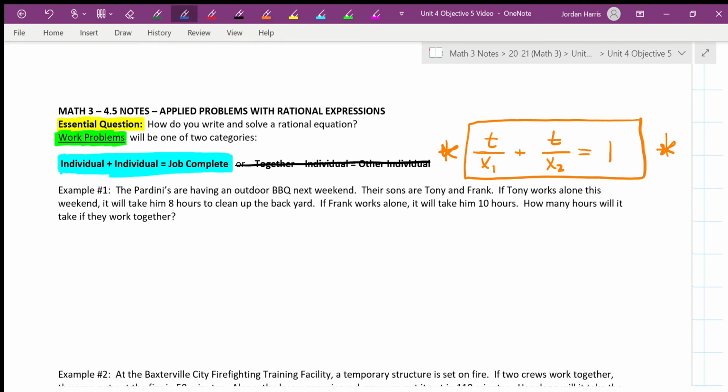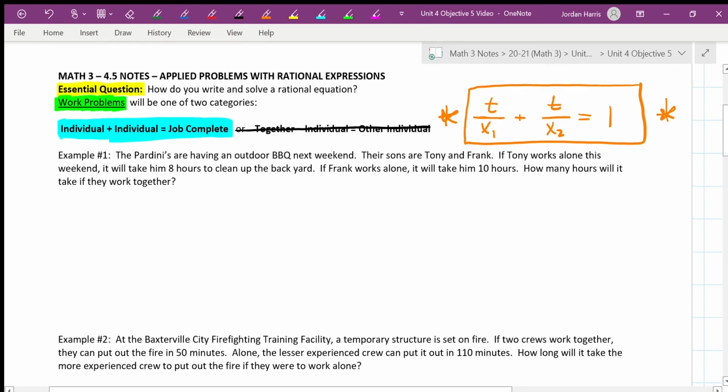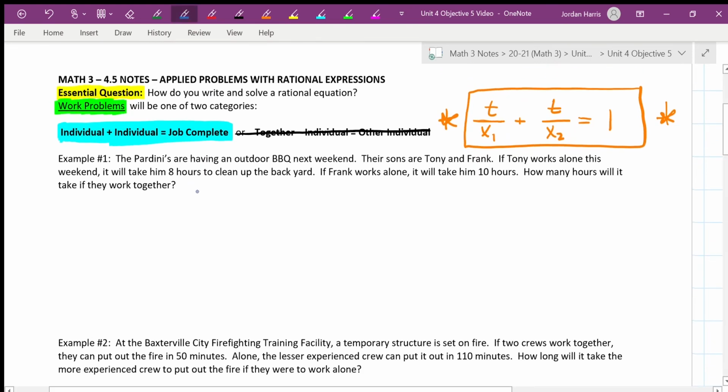So, the Pardinis are having an outdoor barbecue next weekend. Their sons are Tony and Frank. If Tony works alone this weekend, it will take him 8 hours to clean up the backyard. If Frank works alone, it will take him 10 hours. How many hours will it take if they work together? T is the time together, remember that, and that's what we're looking for. In hours, how many hours will it take them to work together? That's what we're solving for.